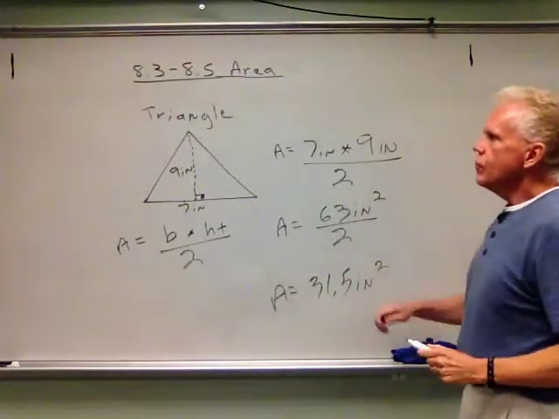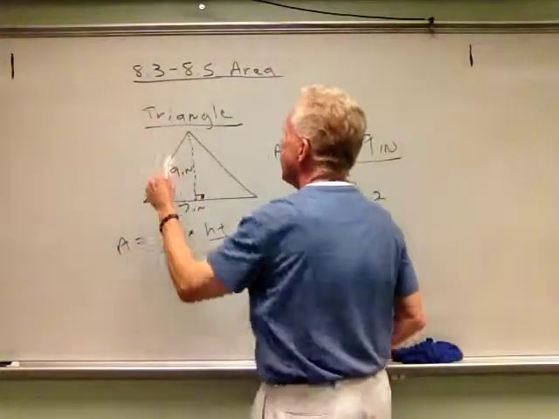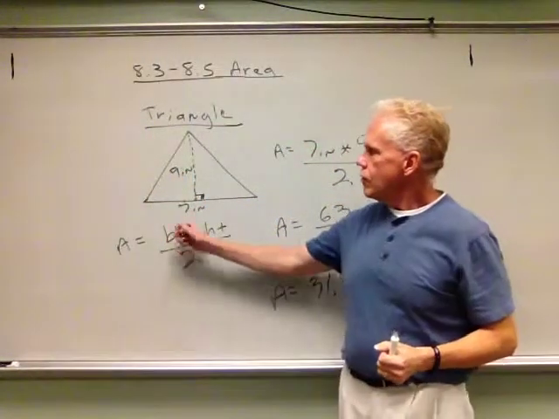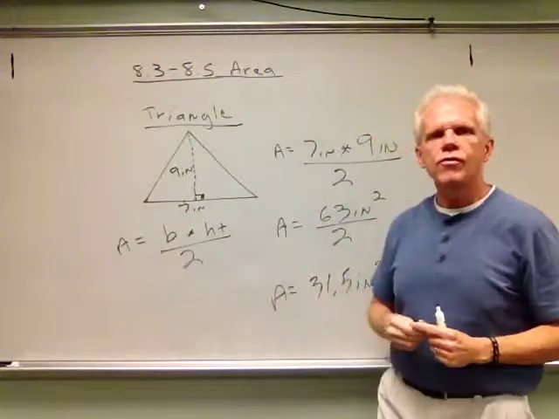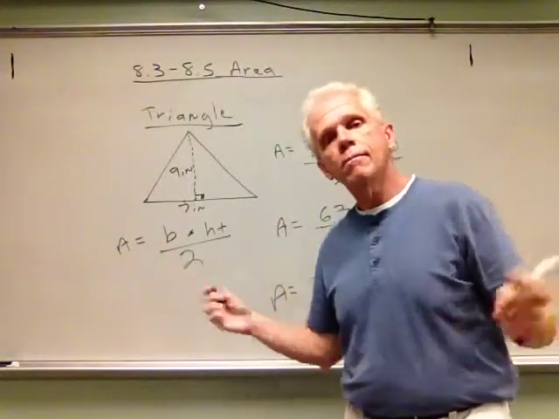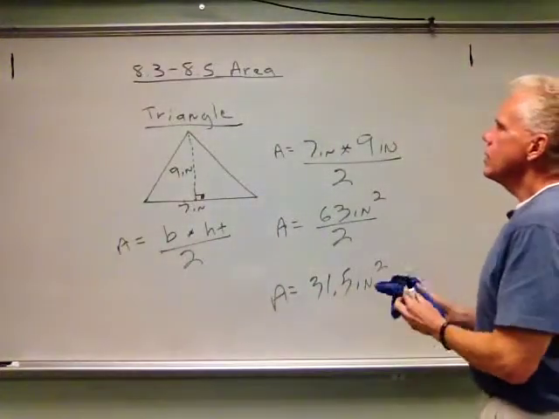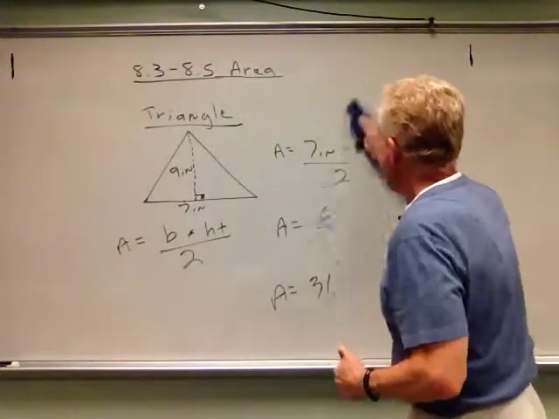square inches. So to find the area of a triangle, I'm going to do its base times its height and then divide it by 2, because it's really just half of a parallelogram, right? There we go. Good. Good. All right, triangle.